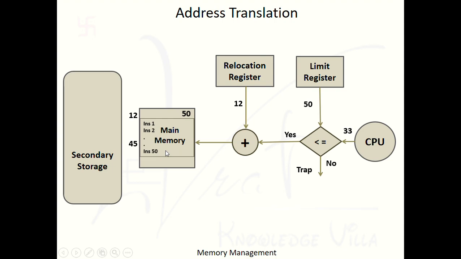Get it? This thing is known as address translation. This entire program was stored inside the secondary memory, and we are bringing it into the main memory, and the starting address changes. So right now this is our physical address. CPU always generates the logical address. So 33 is the logical address and 45 is the physical address. Whenever data is accessed, it is converted into the physical address, whereas CPU searches with the logical address. So this 33 is converted into 45. This thing is known as address translation.